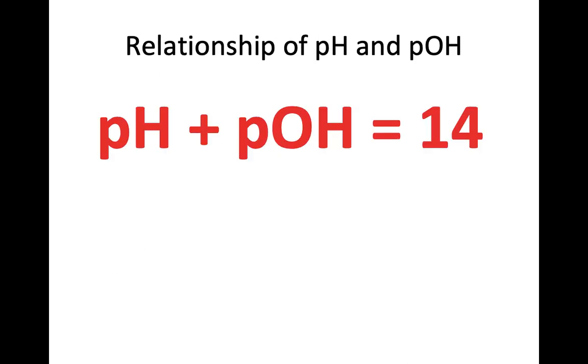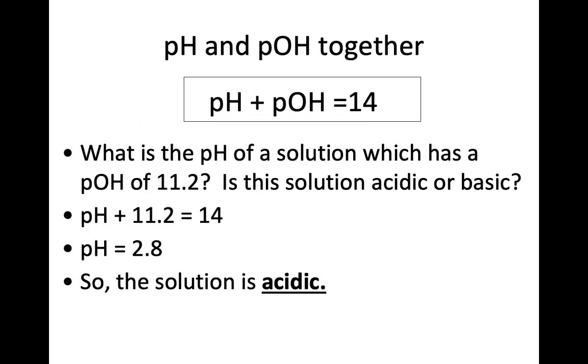Because pH plus pOH will always equal 14. Okay, so if you have something that's neutral, a pH of 7, and the pOH is 7, 7 and 7 equals 14. Ta-da! Is that hard? No. Okay, so that's all you need to do.